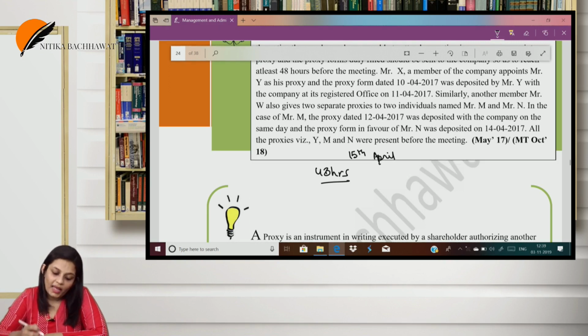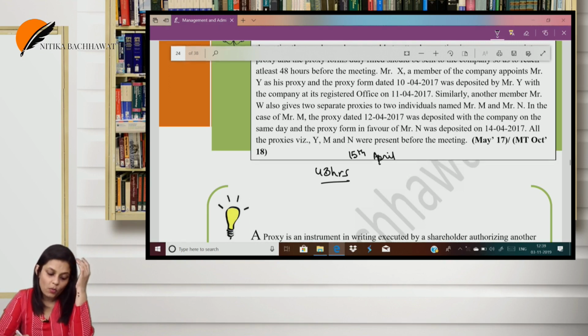Now, Mr. X, a member of the company, appoints Mr. Y as his proxy and deposits the same on 11. So, is it 28 hours? Yes. 48 hours? Yes. So, Mr. Y's proxy is valid.